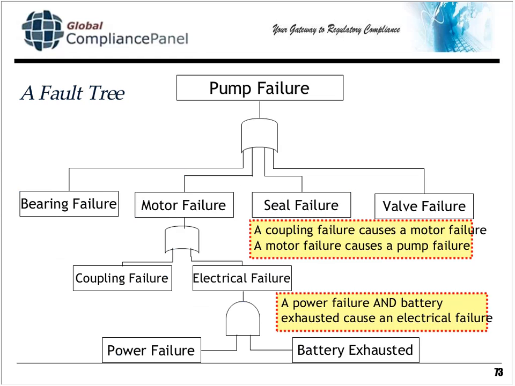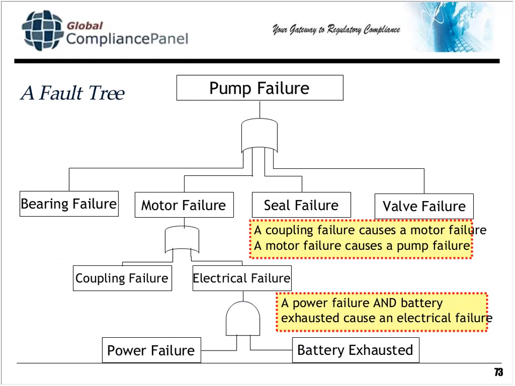The pump fails. So what could cause the pump to fail? Right? So below that I've got an OR gate. So I could have a bearing failure, a motor failure, a seal failure, or a valve failure. And what could cause the motor to fail? I could have a failure in a coupling, or I could have an electrical failure to the motor. What could cause an electrical failure to the motor? I have a power failure. In other words, I don't get power out of the AC mains. Or the device runs on batteries, and the batteries are exhausted.